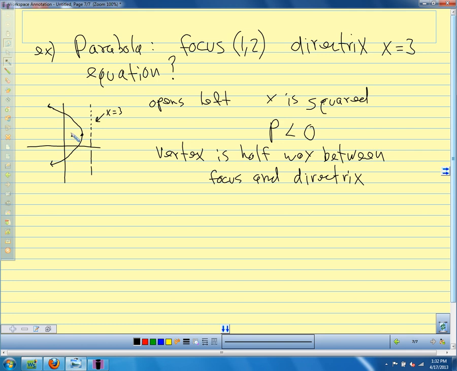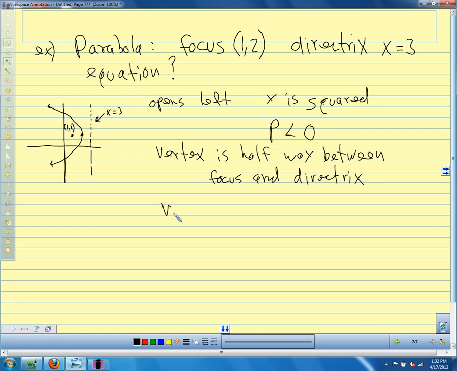So we're looking for this point that's halfway between 1, 2 and the line x equals 3. What do we know that the y coordinate of the vertex has to be? Looking at this picture, how far are we moving up to get to the vertex? 2. The vertex and the focus are on the same axis line. So y has to be 2.